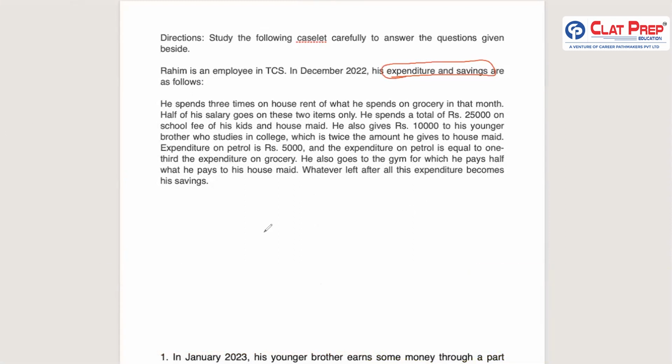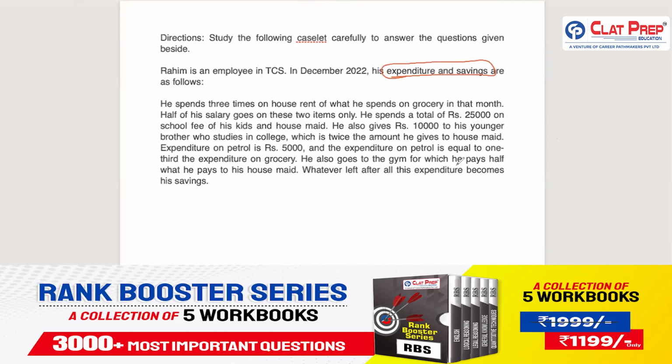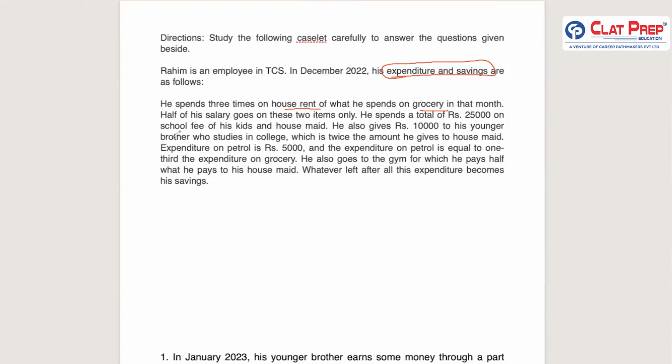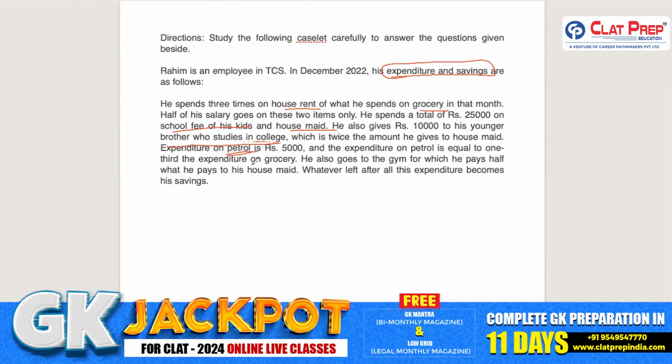Okay, so let's start making the table now. Because we know that there are different categories, it will be easier for us to make the table if we scan the question and just note down what all categories he has in general. Whatever is left, we can always add at the end. Just by scanning the question, we can see house rent, grocery, school fee of the kids, housemaid, younger brother's college fee, petrol, and gym. So how many categories? We have 7 categories.